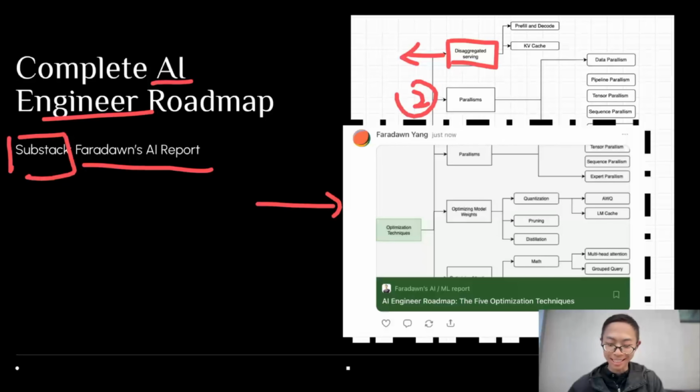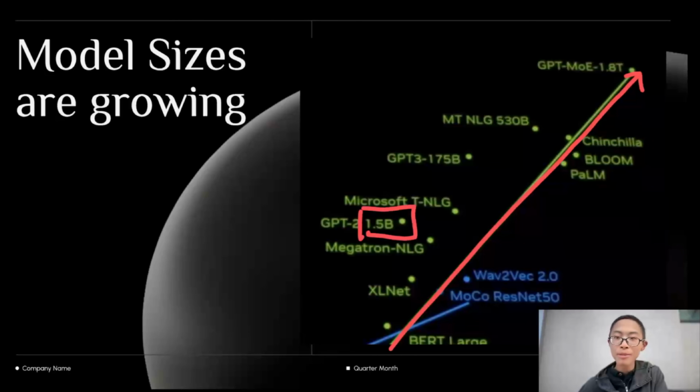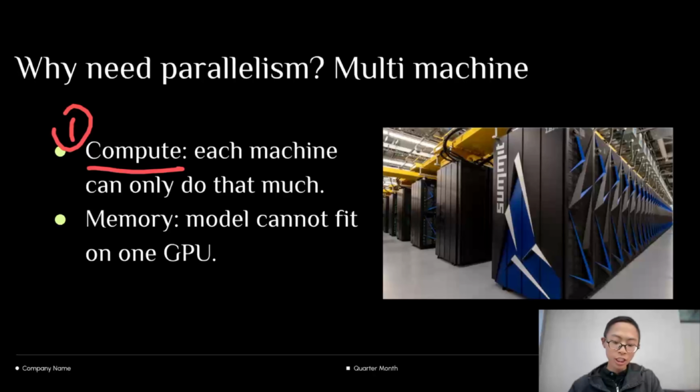Now we are on the second lecture on parallelism. So why study parallelism? As the model sizes are growing, we need more compute and more memory. Previously, it was 1.5 billion, but now we have 75 billion and even 530 billion. So what problems are we seeing with the increasing model sizes? First, it is compute. Each GPU can only process that much.